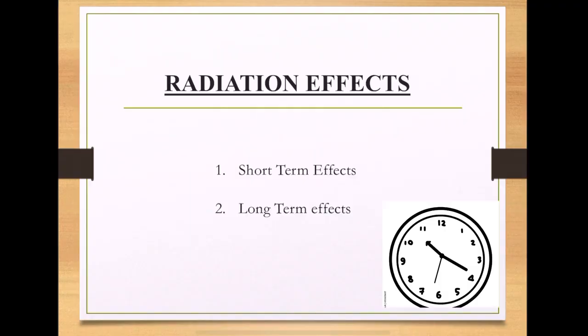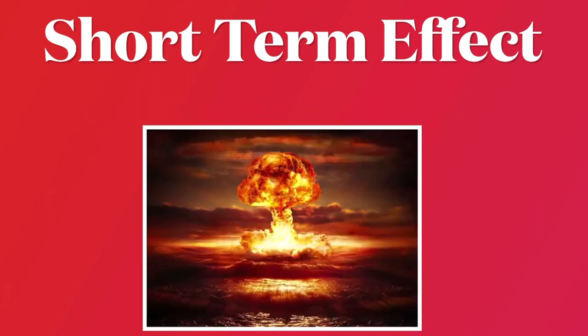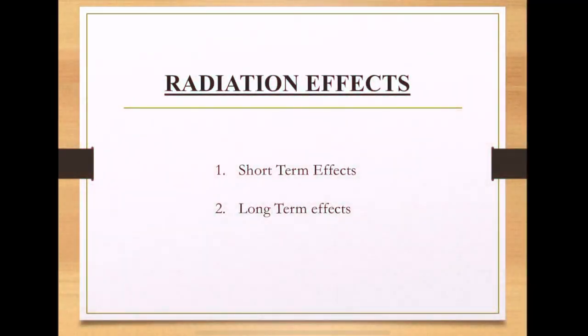Based on the duration, the radiation effects can be classified as either short-term effects or long-term effects. So as the name suggests, the effects that are seen within minutes, days or weeks are termed as short-term effects, and this is associated with a large amount of radiation being absorbed in a short duration of time. An example for this could be exposure to nuclear accident or atomic bombs.